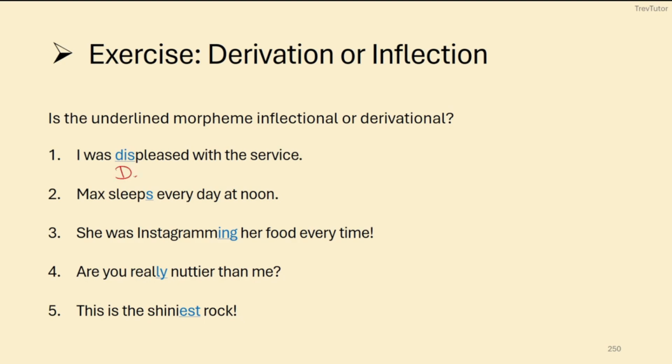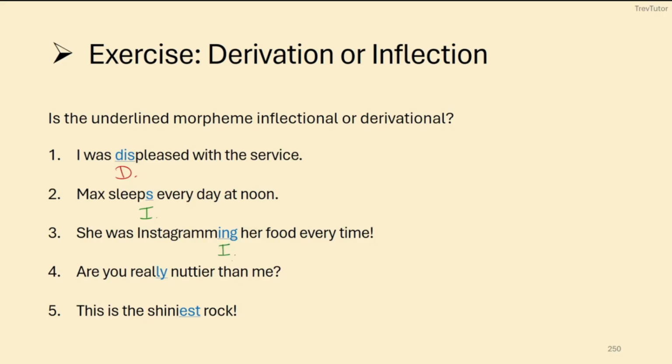Max sleeps every day at noon. Well, we know this is our third person singular morpheme, so this one is inflectional. She was Instagramming her food every time. So was Instagramming. That's an action. That's a progressive action. So this ing is the present participle.